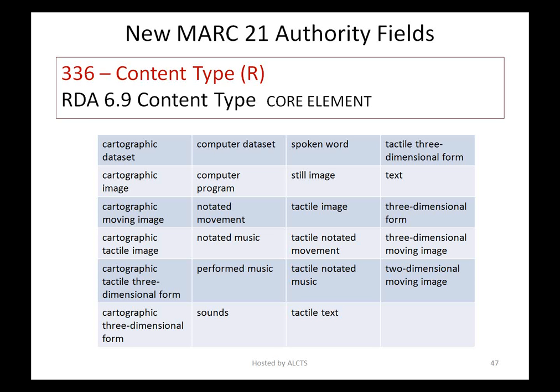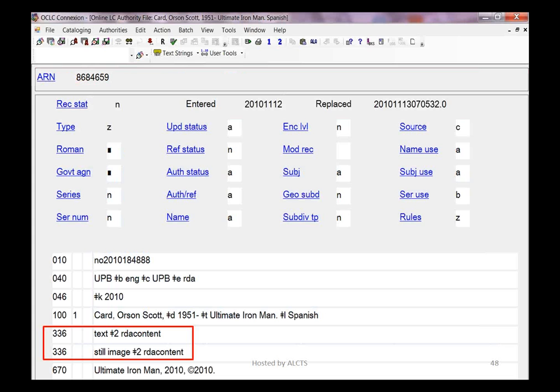Another new MARC field, the 336. We saw this 336 already when we discussed part 1 for description, and it's available for use in the authority format as well, and can be added to access points to distinguish certain expressions from other expressions. So this is just the table out of 6.9 showing the terms that you can record, and here's an authority record for a graphic novel showing that the content is text and still image. And a second 336 is also possible.